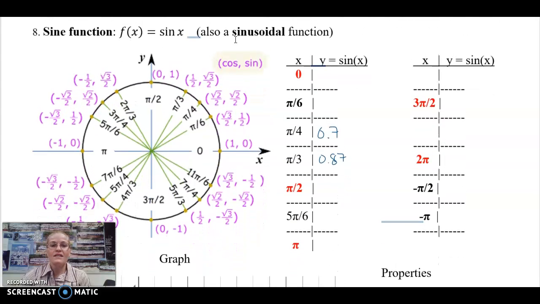All right, so this is also called a sinusoidal function. A sinusoidal function is anything that waves, anything that's periodic. So our sine function, f of x, is sine of x.